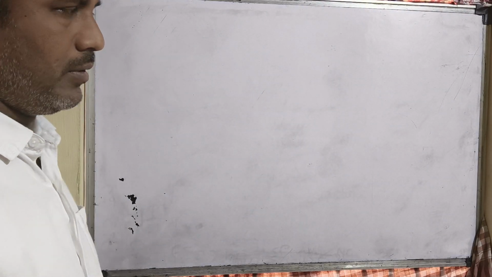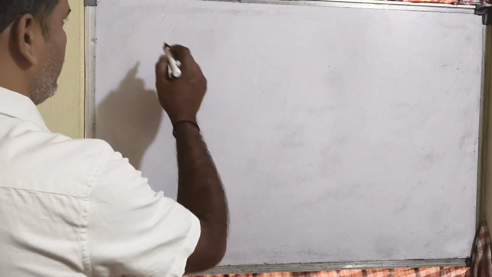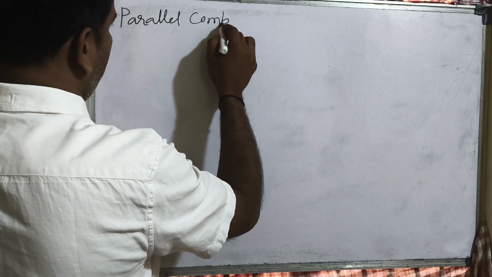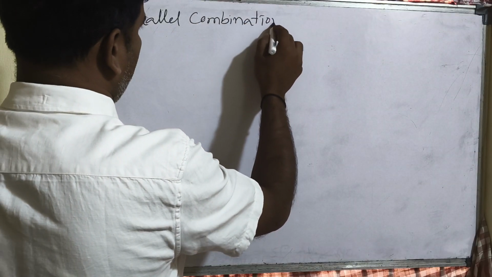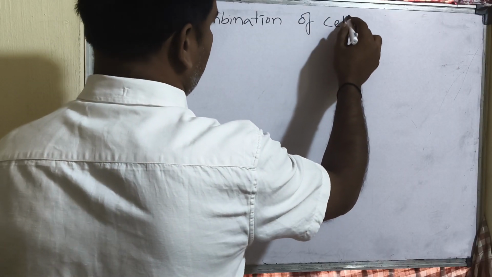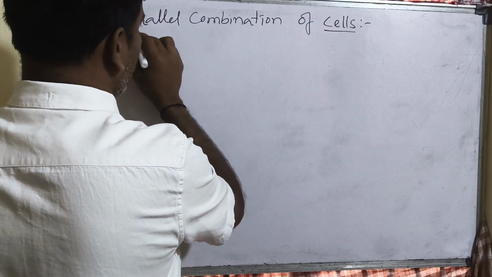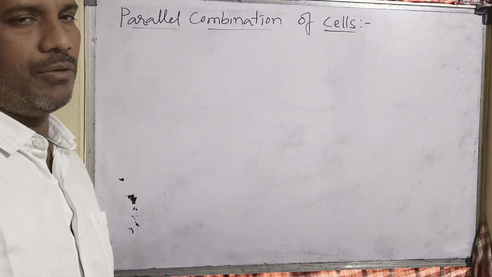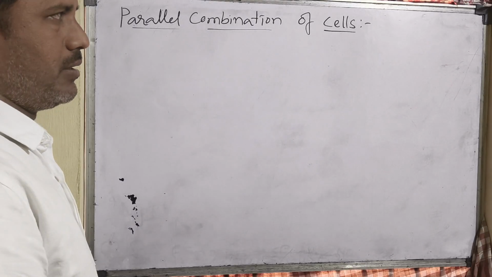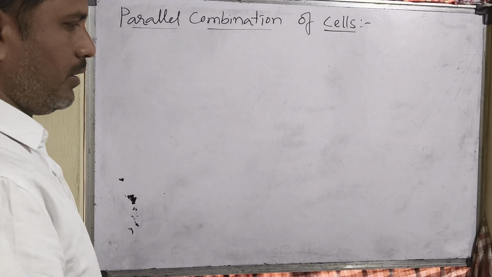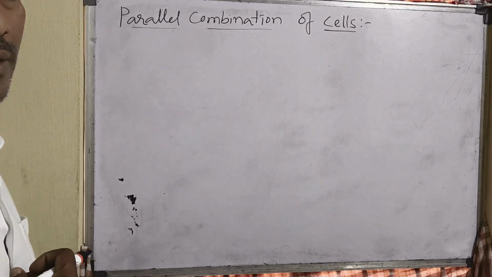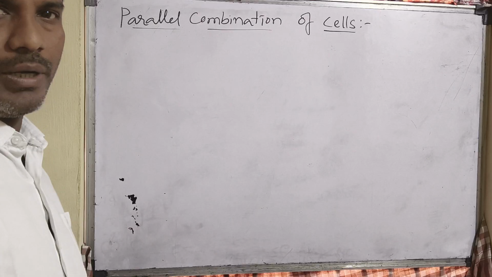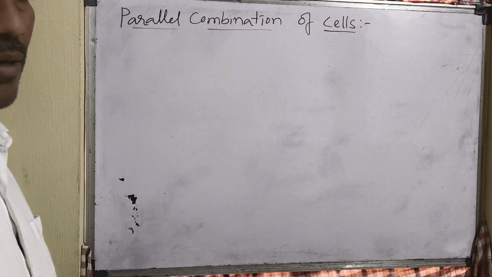Today we are going to discuss parallel combination of cells. In this parallel combination of cells, what do we want to find out? Mainly the effective EMF and effective internal resistance of two cells. In another way, the question is: derive the effective EMF and effective internal resistance of two cells in parallel combination.